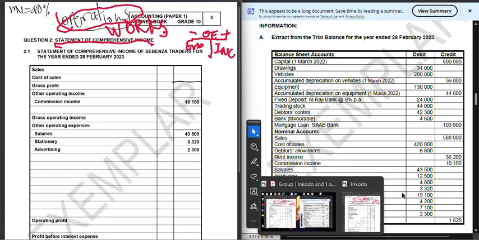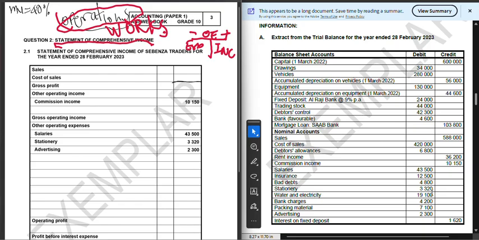Now when you look at your question paper right here, you will see that on the credit side you have got amounts here. You've got sales, you've got rent income, you've got commission income, you've got interest income. Now we are supposed to understand what's happening here.